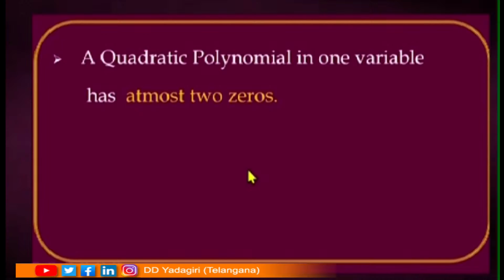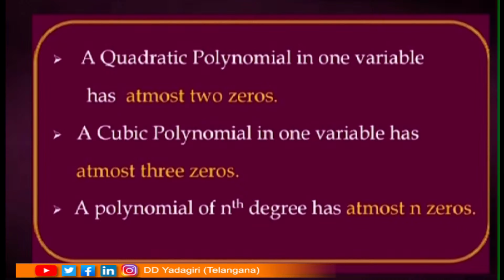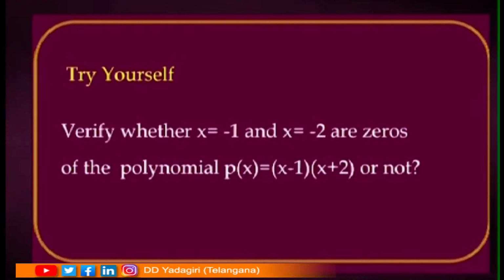We can have a quadratic polynomial in one variable which has maximum of 2 zeros. We can have a cubic polynomial in one variable having at most 3 zeros. In general, a polynomial of nth degree has at the most n zeros. Problem for yourself: verify whether x is equal to minus 1 and x is equal to minus 2 are zeros of the polynomial p of x is equal to x minus 1 into x plus 2 or not. So you put x is equal to minus 1 and x is equal to minus 2 here.